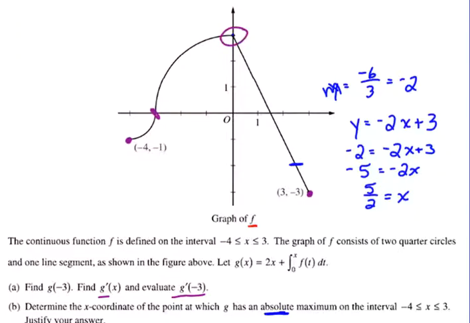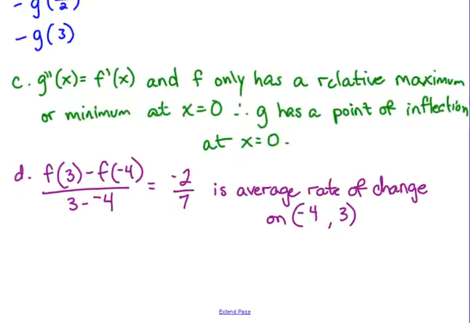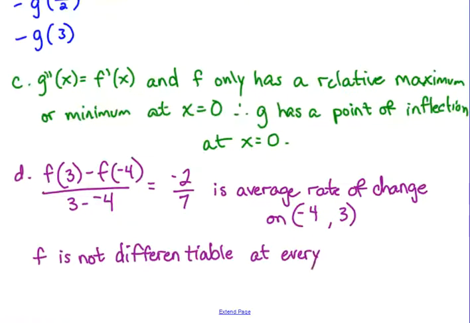It's not really a sharp point there, but if you look at the values of the derivative from the left and from the right, from the left, that's going to be 0. From the right, it's going to be -2. So it's not differentiable. Okay, so you need to say f is not differentiable at every point on the interval -4 to 3. And therefore, the mean value theorem cannot be applied.